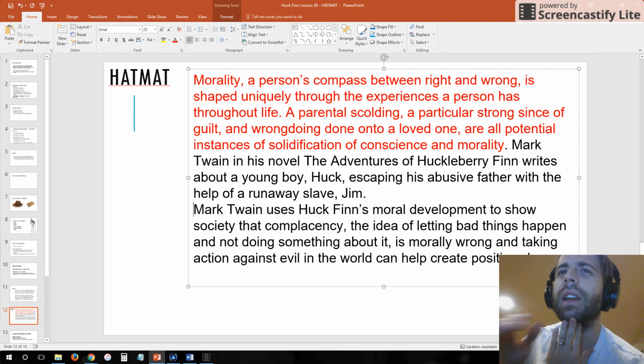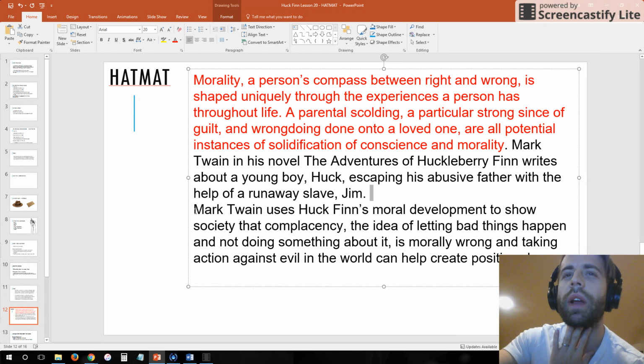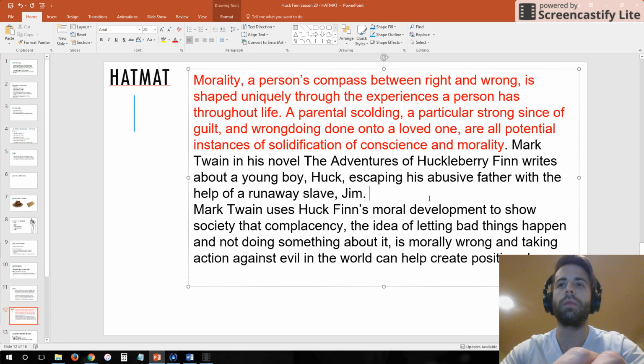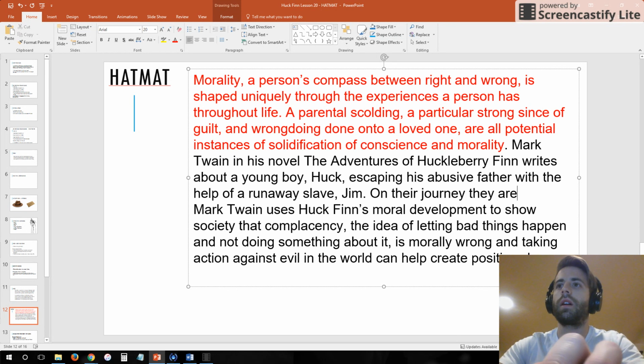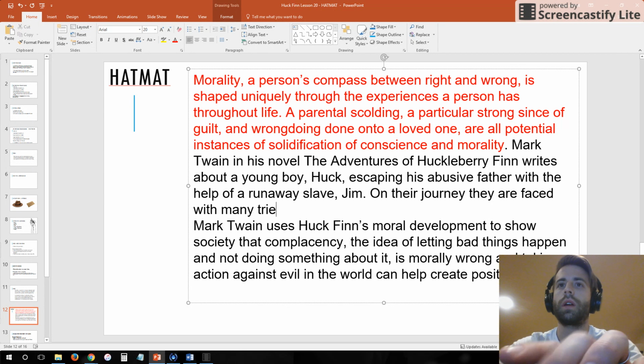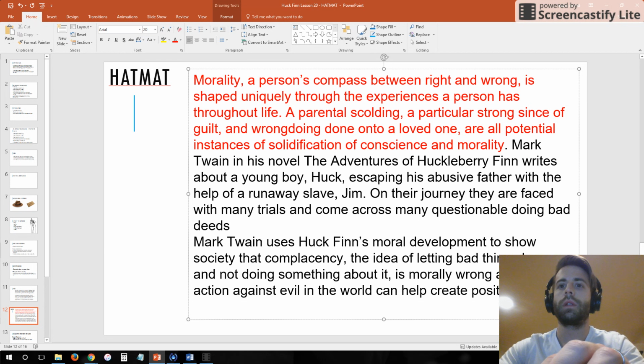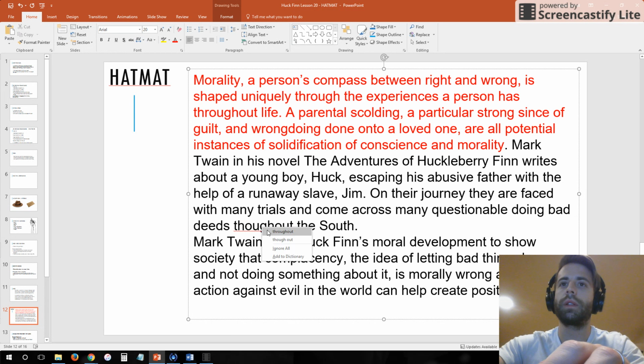I'm going to look here, and I see there's a little bit of a disconnect. I can't quite go right from, well, they run away to Huck's moral development. I think I need a little bit more summary here to really get at this idea before my thesis of Huck developing morally and fighting complacency. So I might say, on their journey, they are faced with many trials and come across many questionable people doing bad deeds throughout the South. Spell that correctly. There we go.